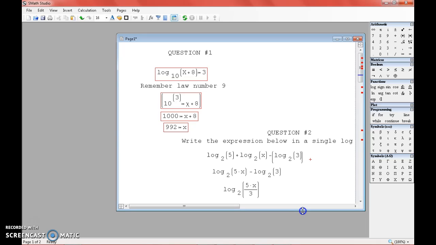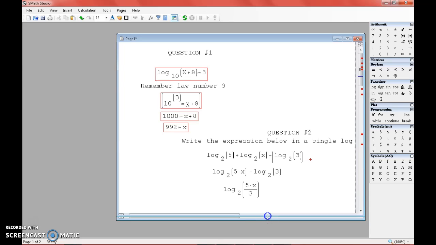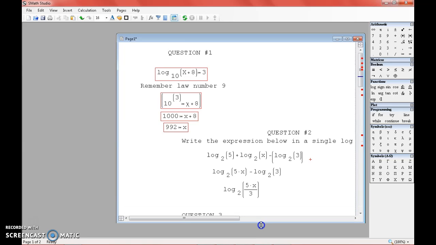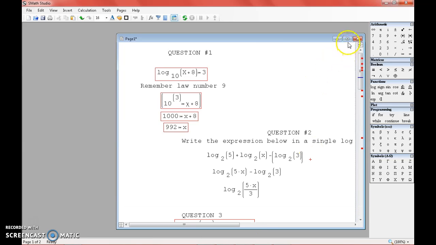Okay, now what would be your next step? Now can you go any further with this? Yes, you can. What did the law say? The law says once you have the same bases and it's minus, what we do with the coefficients is that we divide the coefficients, right? So we have log 2 of 5x divided by 3, right? And now that's the lowest that we could possibly put it at, and so that should answer the question. Now moving on to question 3.